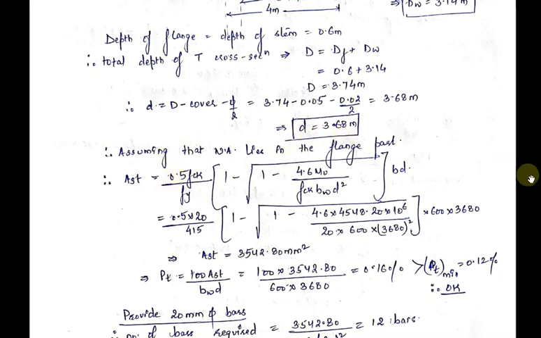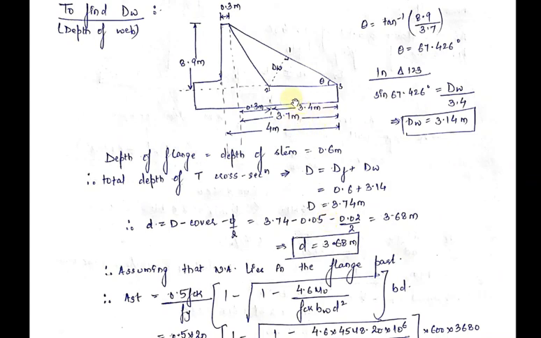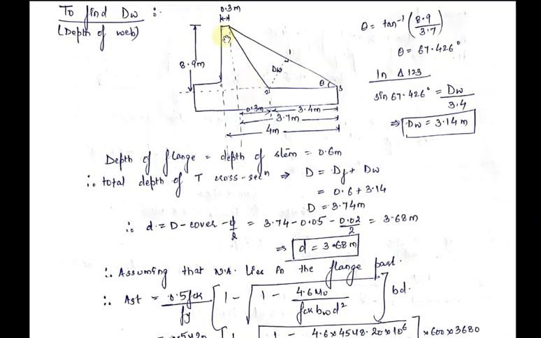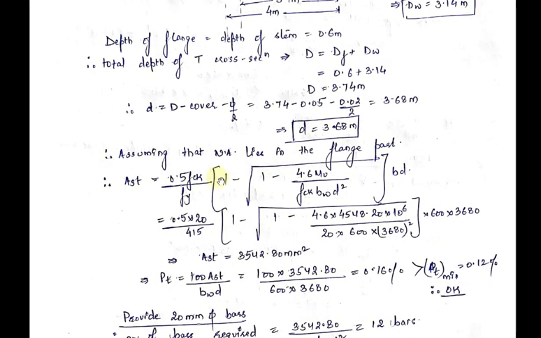See, the effective depth is coming out to be 3.68. This value is already 3.4 and this length is 3.7. So 3.68 will lie something here. So we can assume that the neutral axis lies in the flange part, that is the stem part of the retaining wall. After this assumption, we will find out the area of steel by this formula.